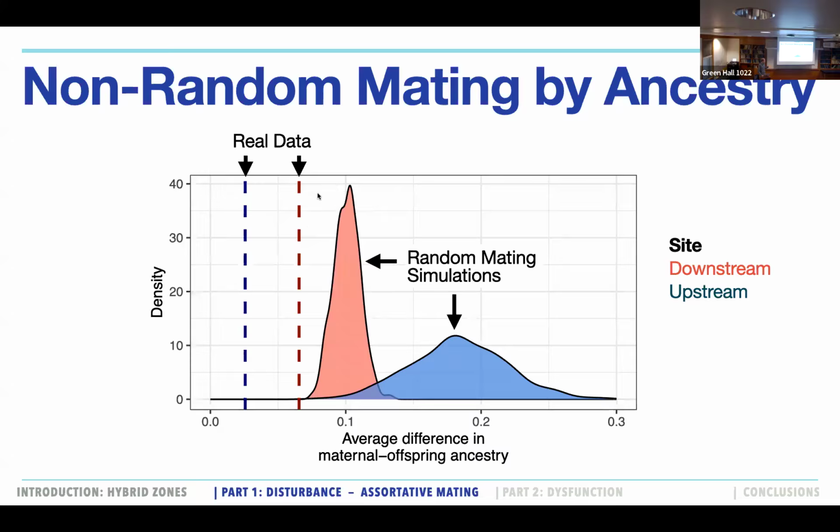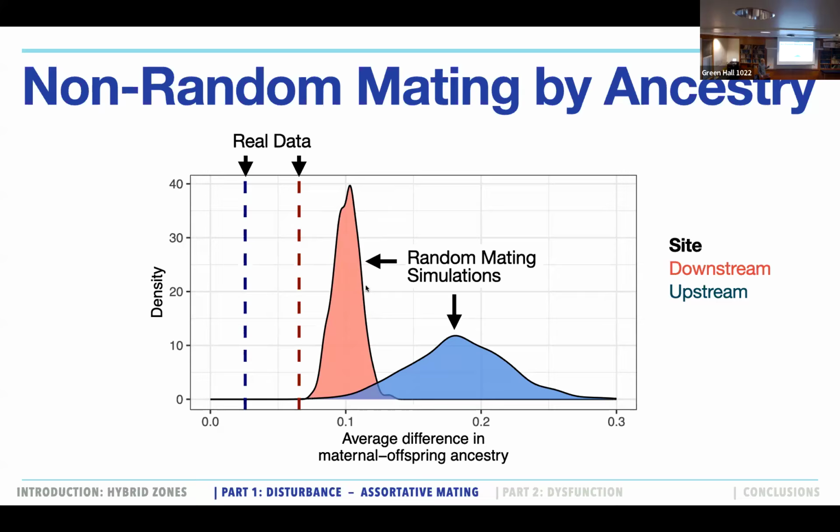So in both populations, we see lower differences in mother-offspring ancestry than we would expect under random mating, since we said more assortative mating means lower differences. That implies that there is assortative mating happening in both these populations, which is actually not what we expected. We expected random mating in the unstructured population, but they are still choosing mates based on ancestry. But you can also maybe notice that the difference between these two is much lower in the downstream population. So we wanted to quantify the strength of this assortative mating.